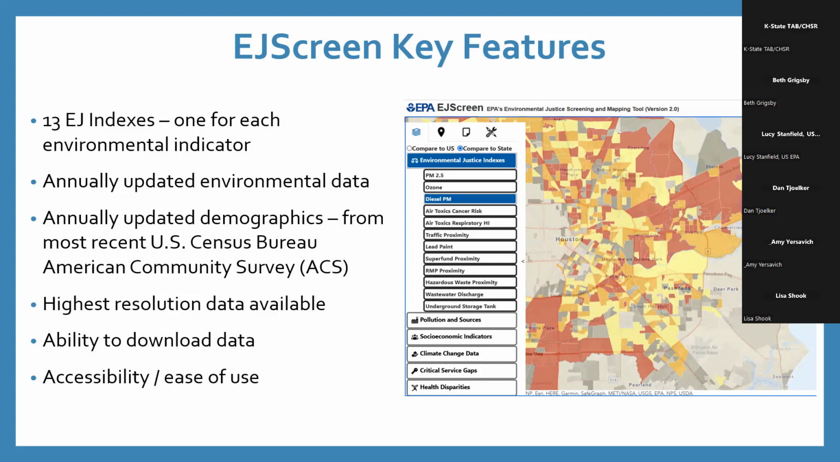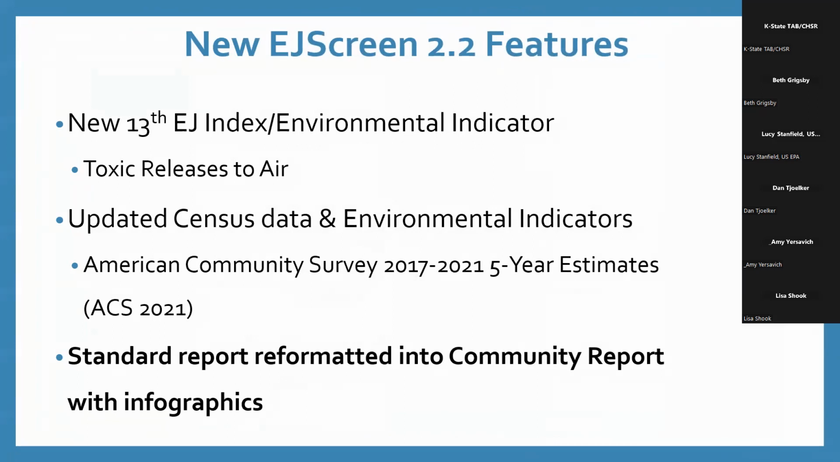And the team at headquarters really worked on accessibility, making this easy to use while providing you with a lot of different data to look at. So just as I mentioned at the beginning of July, version 2.2 of this tool came out and added a 13th indicator, an EJ index for toxic releases to air. And that's a measure from our toxic release inventory, if you're familiar with that data set.